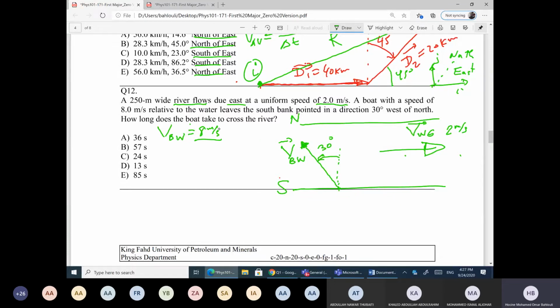Don't worry. How long does it take the boat to cross the river, where we know that the river is 250 meters? So what we have to find is the velocity of the boat with respect to the ground. We don't know this one. Apply the law I told you about before. So it will be velocity of the boat with respect to the water, because this is what we have, plus velocity of the water with respect to the ground.